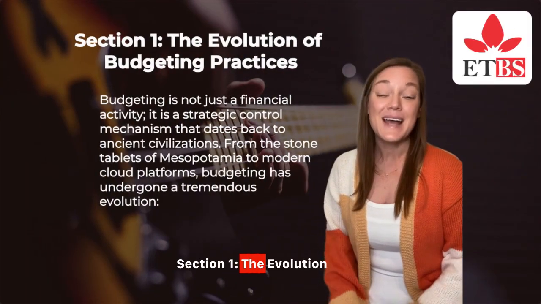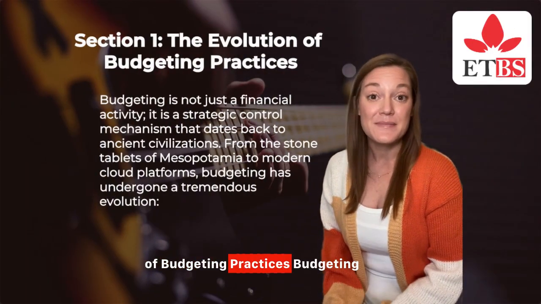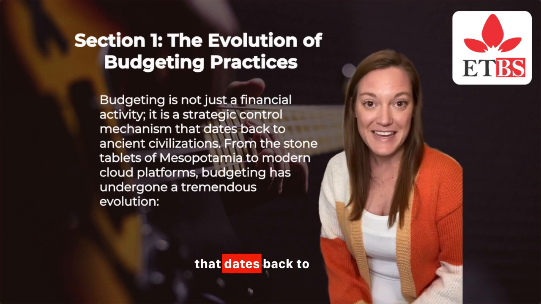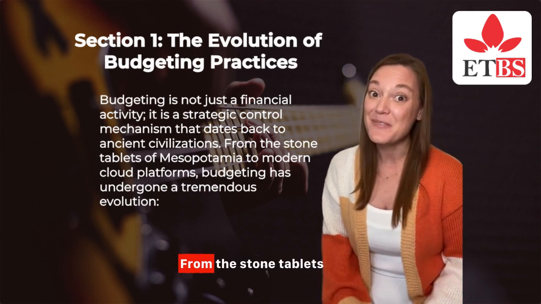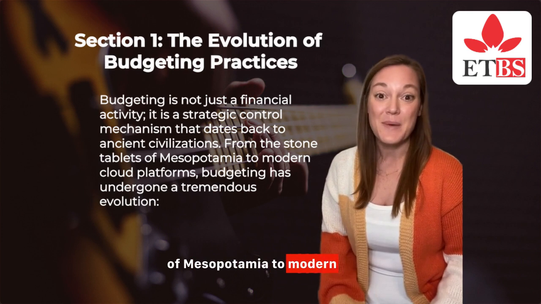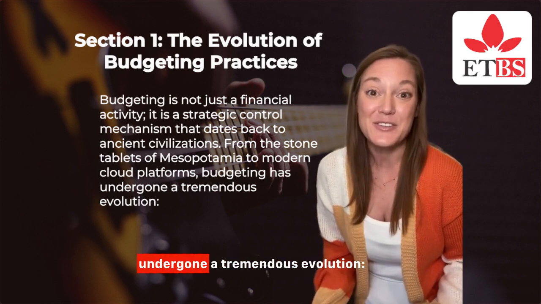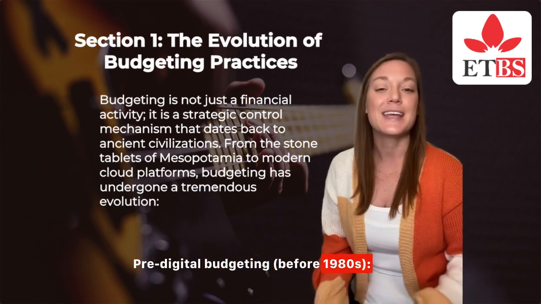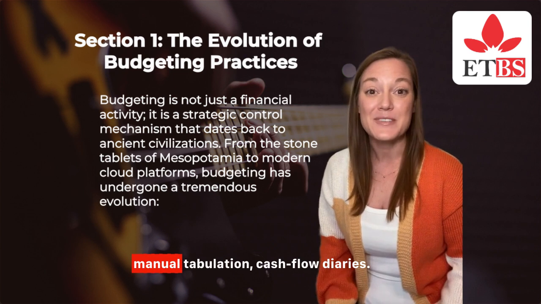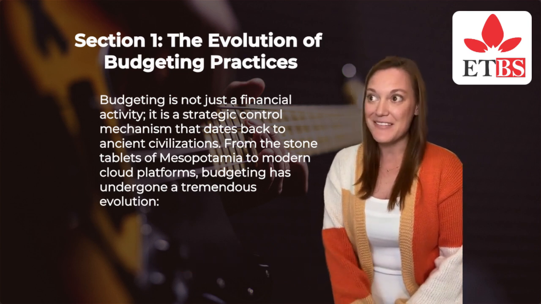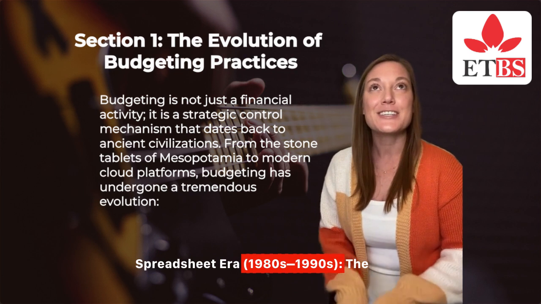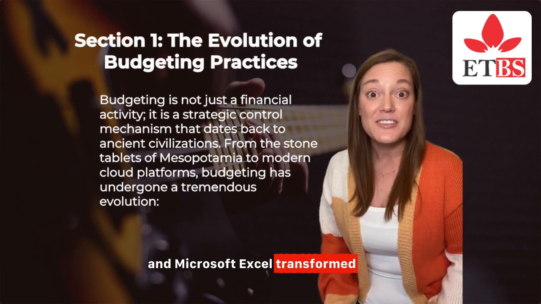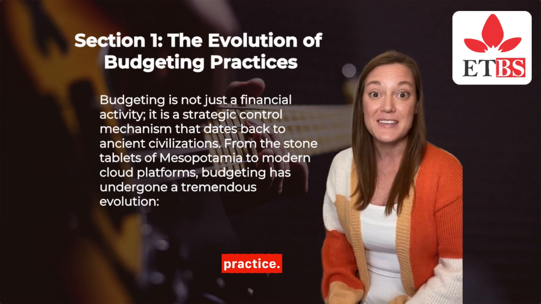Section 1. The evolution of budgeting practices. Budgeting is not just a financial activity, it is a strategic control mechanism that dates back to ancient civilizations. From the stone tablets of Mesopotamia to modern cloud platforms, budgeting has undergone a tremendous evolution. Pre-digital budgeting, before the 1980s, was based on ledger books, manual tabulation, and cash flow diaries. Spreadsheet era, 1980s to 1990s: the emergence of Lotus 1-2-3 and Microsoft Excel transformed budgeting into a computer-based practice.